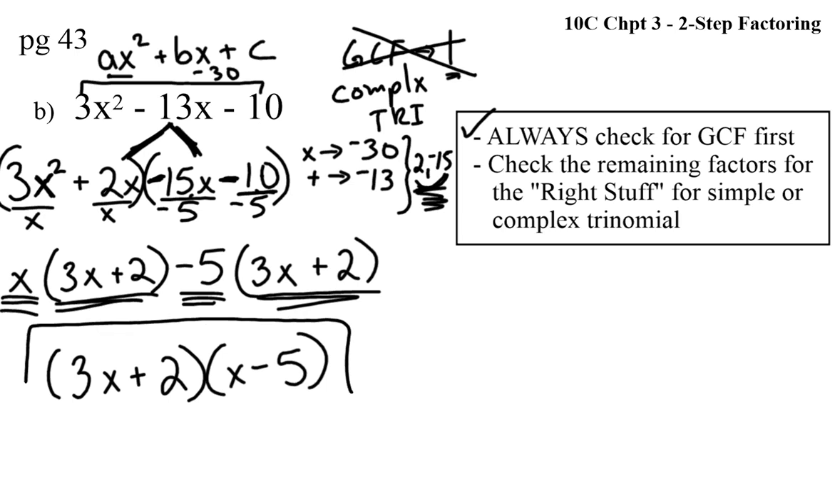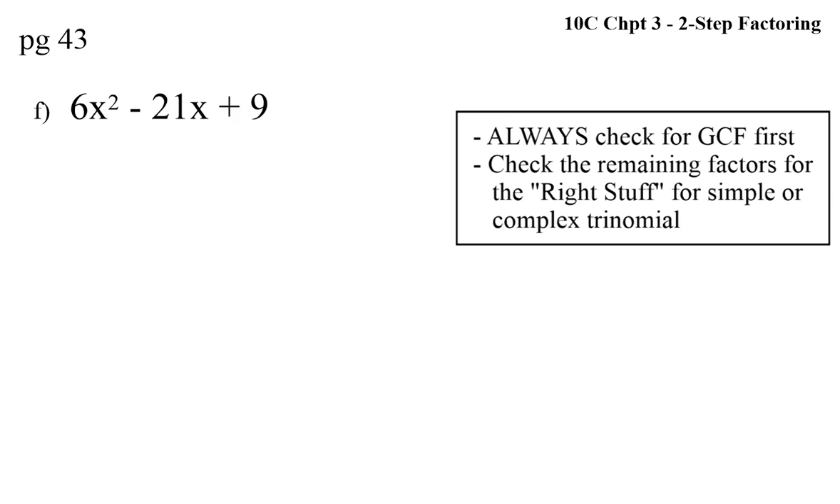So in this case, not a two-stepper, it was just no GCF, but a complex trinomial. You need to learn to recognize and understand what kind of factoring is going to occur in each question. Page 43, F. Again, I'll give you a hint. It's a two-stepper. I believe it even says in there, GCF first. Now, even though this particular question says GCF first, that's a big hint that it's going to be a two-stepper.